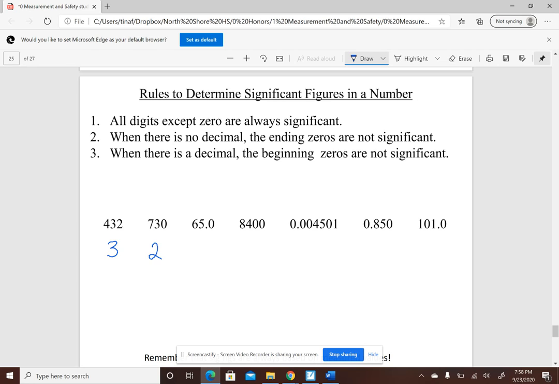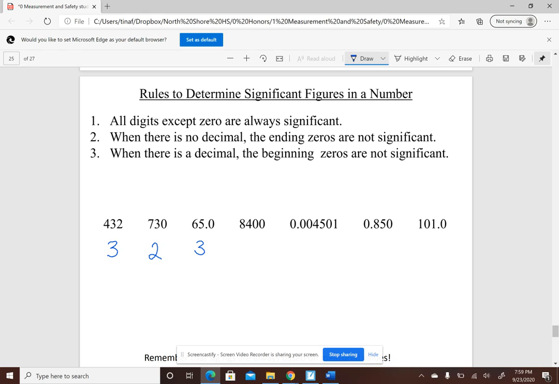Now, if I look at 65.0, this number also ends in a 0, but there is a decimal there. So because there is a decimal there, the ending zeros are significant. So how many sig figs, how many numbers are in that number? There are 3. Okay. So the question is going to pop up in the Edpuzzle. I want you guys to figure out how many sig figs are in 8400.